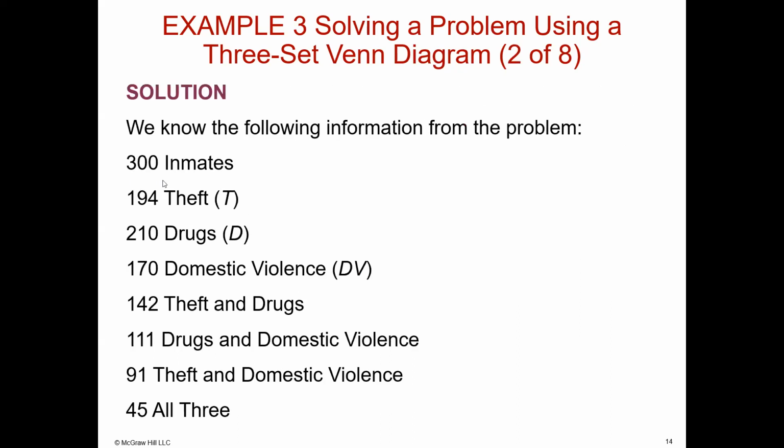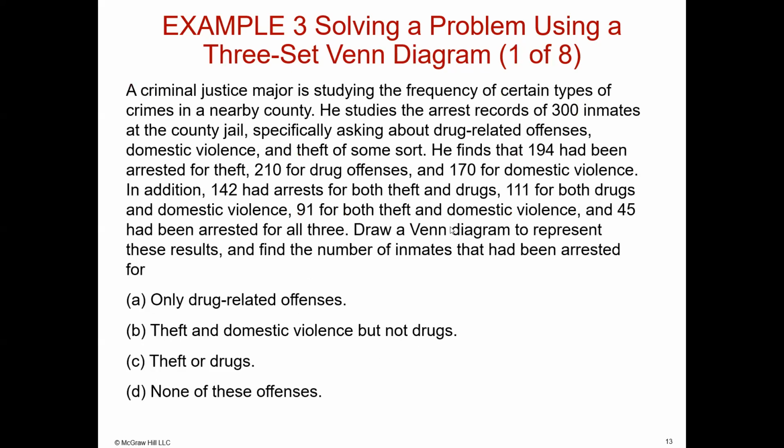And look what they've done. They've done that. Okay, of all the 300 inmates that were surveyed, 194 had theft, 210 had drug convictions, 170 had domestic violence, 142 was theft and drugs, 111 drugs and domestic violence, 91 theft and domestic violence, 45 all three. You agree that this really does help to summarize things like this? Yes. Yeah, you have to admit, this is so much easier to understand rather than sifting through all these words here.